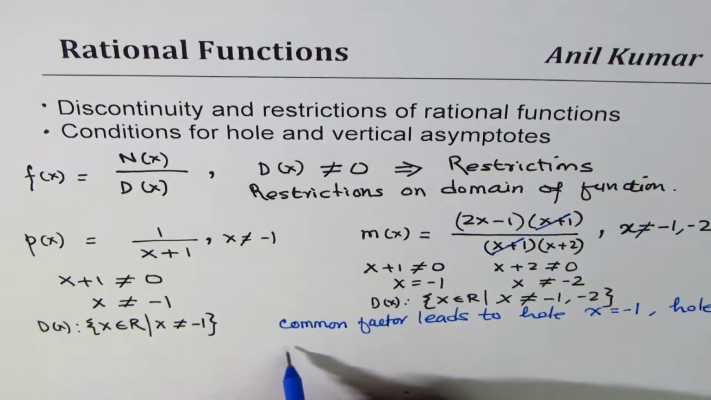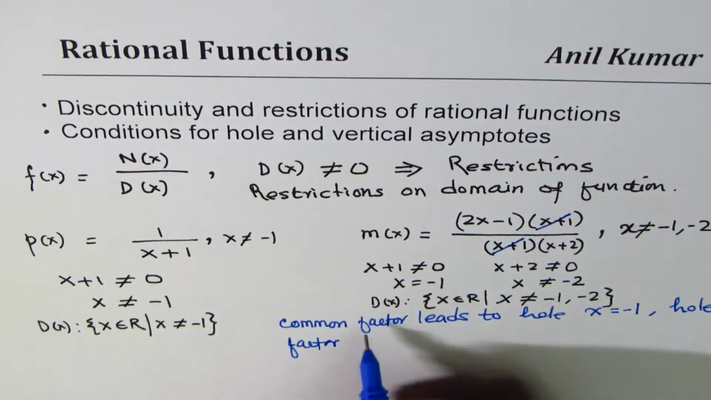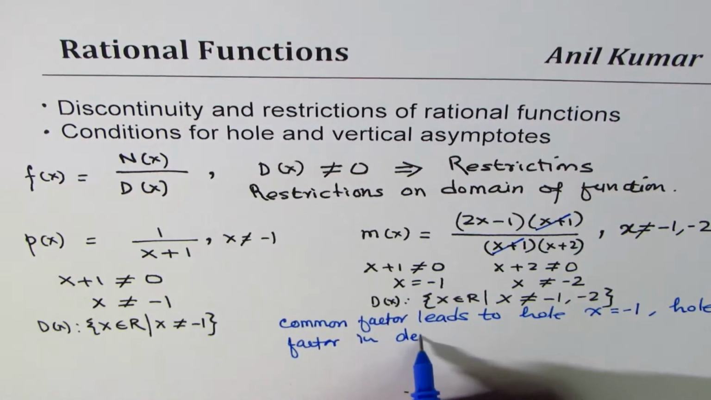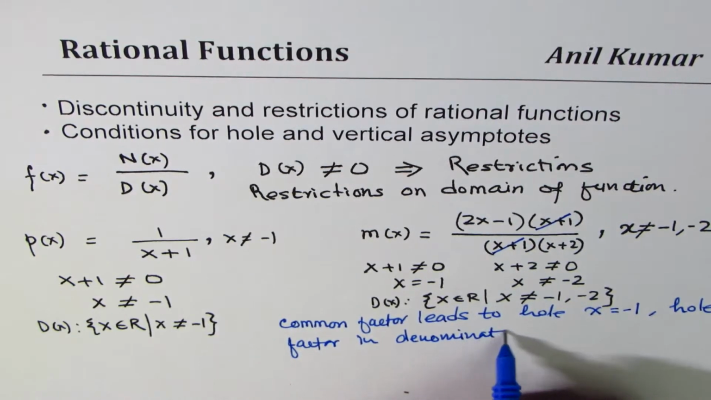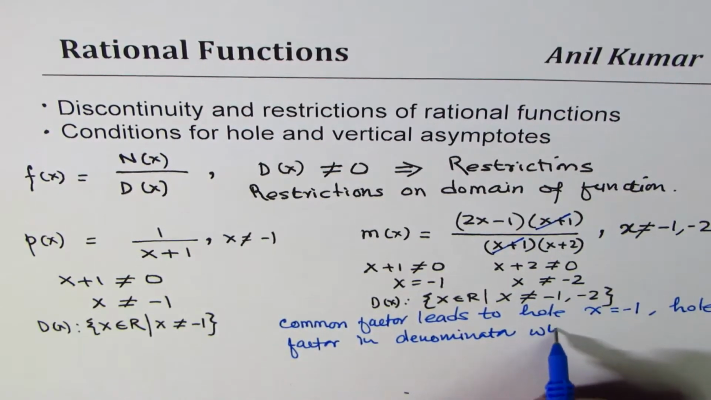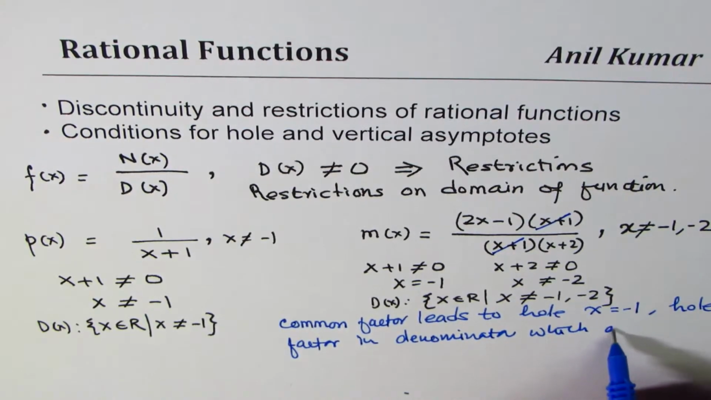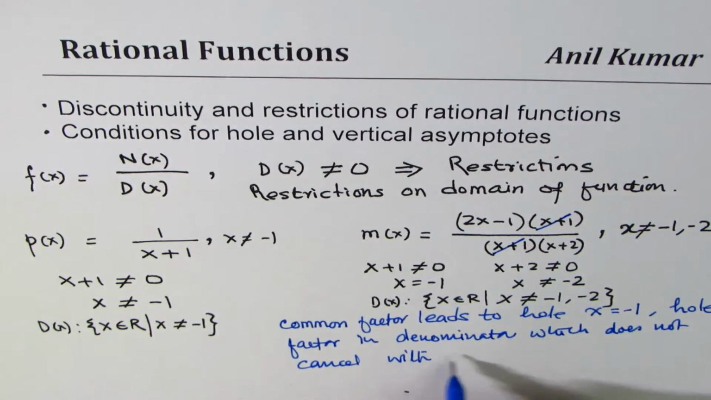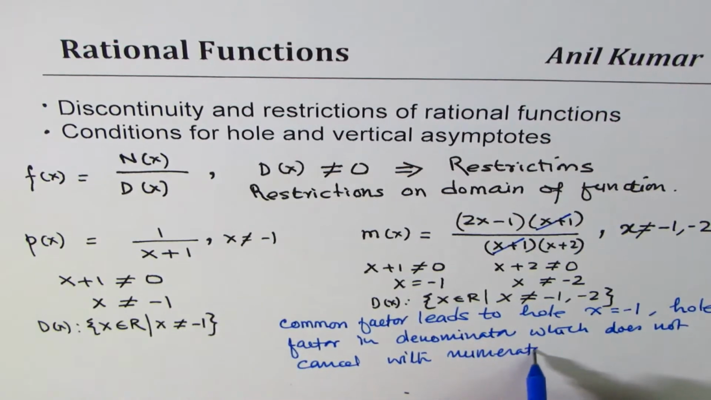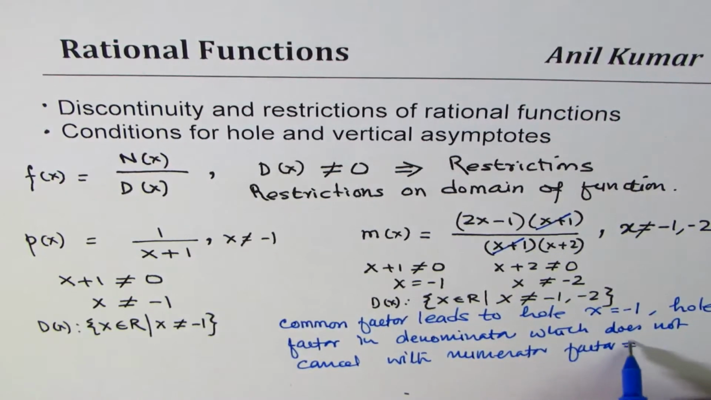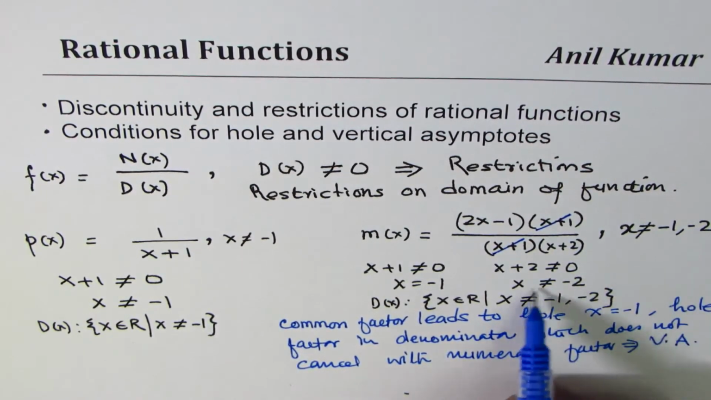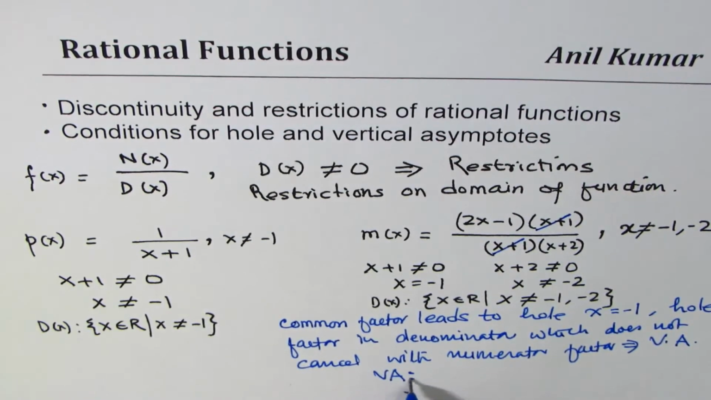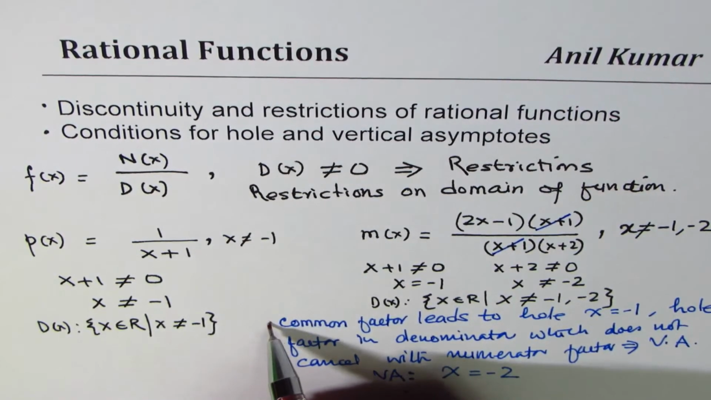So the factor in the denominator which does not cancel with a numerator factor leads to a vertical asymptote. Is that clear? So the vertical asymptote is the other restriction, which is x equals minus 2. So we have a vertical asymptote here, which is x equals minus 2. So this is a very important condition which is to be understood, right?